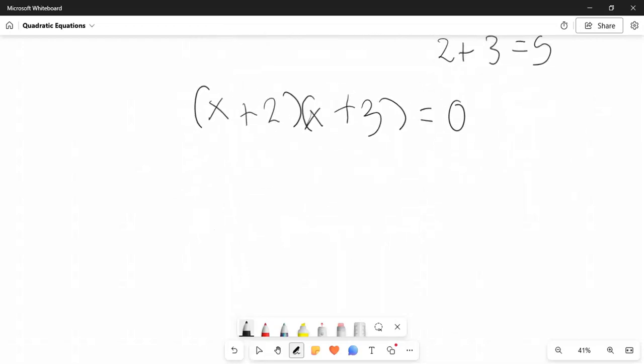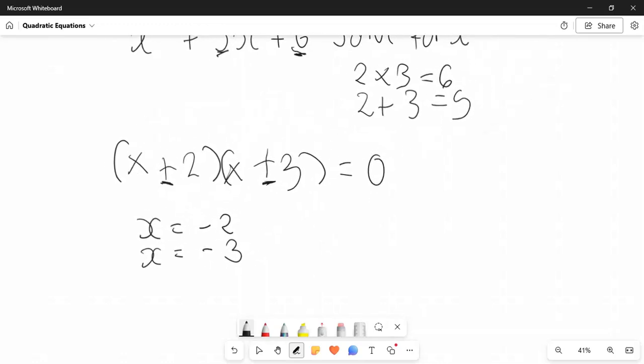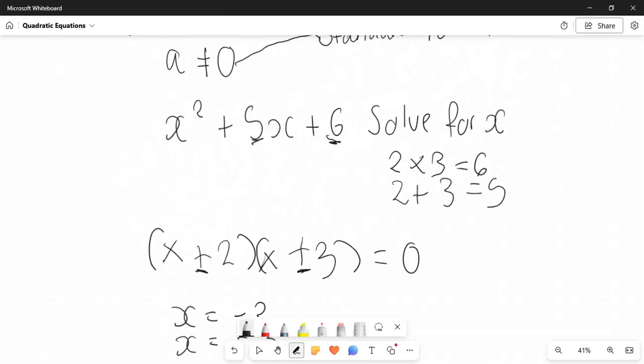Now, in order to find the values of x, you see, this is the positive root, so we have to change the roots to become negative. Whatever root is inside the bracket has to be changed for the final answer. So in that case, x is -2 and x is -3. This is when there's no leading coefficient.